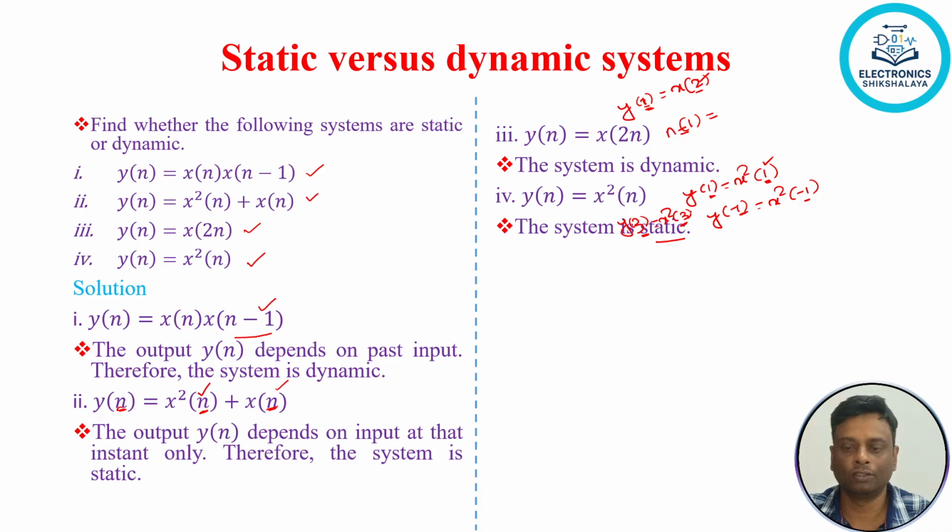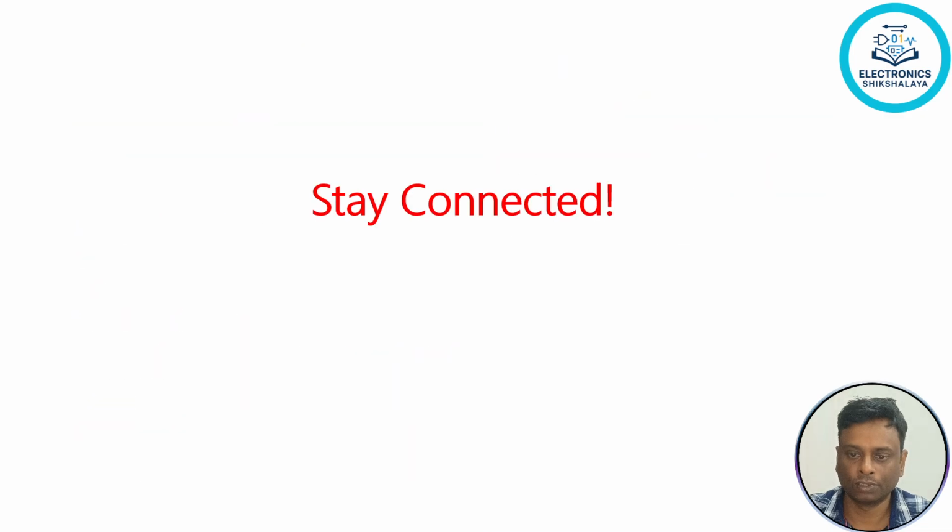This is how you identify whether a discrete time system is a static system or a dynamic system.